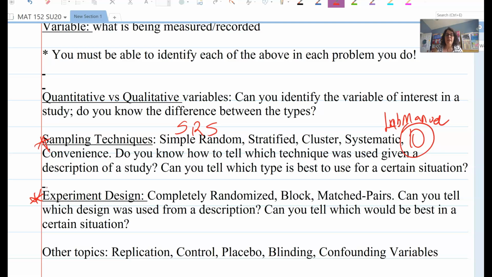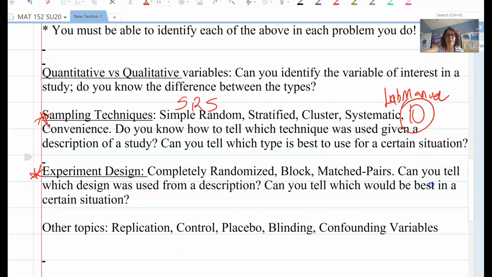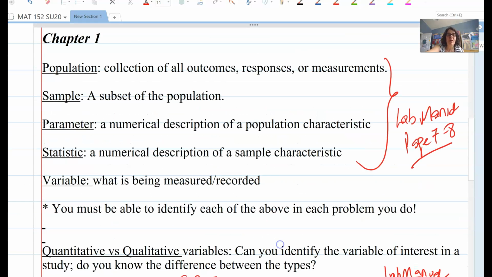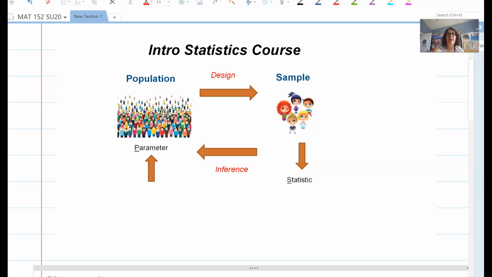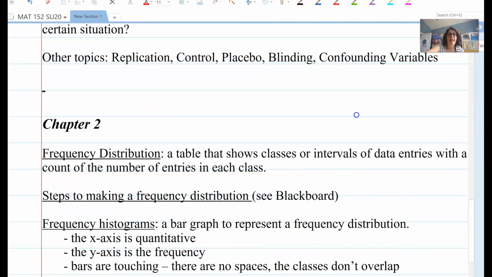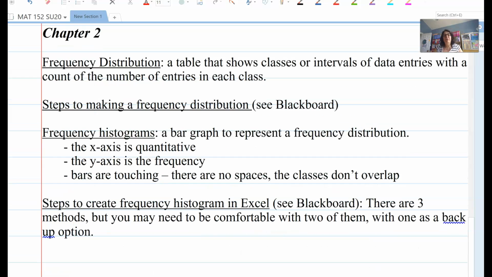There are other topics: replication, control, placebo, blinding, and confounding variables. You really need to be knowledgeable about those. This is all in chapter 1. And remember, all these parts, sampling techniques and experiment design, are about the design of the study, to be able to take a good sample. Now, chapter 2. Chapter 2 is about, so we collect the data, how are we going to organize this data?